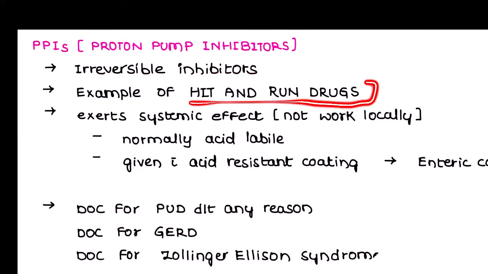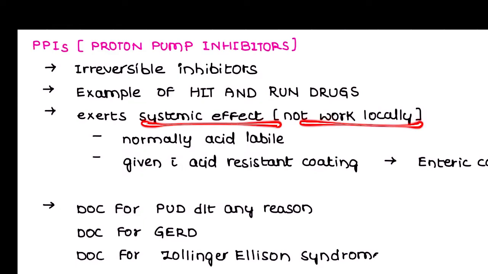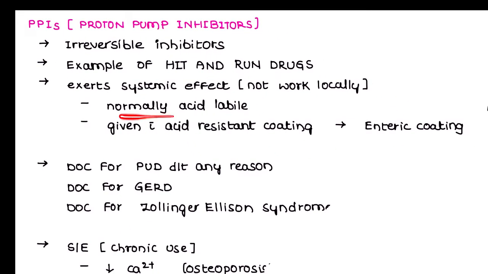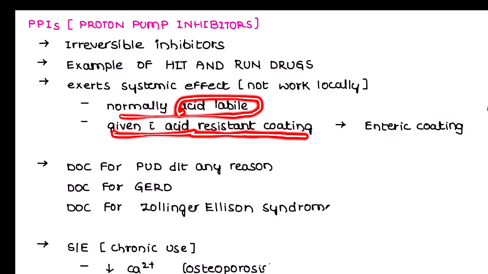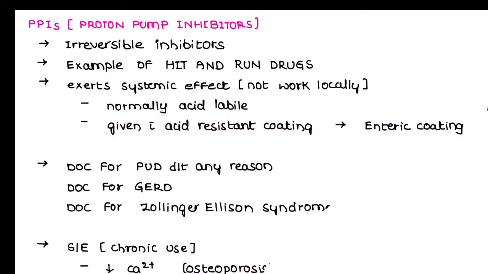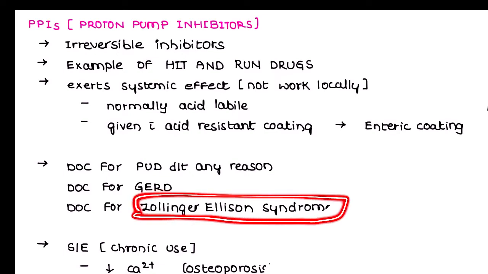Example of a hit and run drug: it will go, it will hit, it will get lost, but the effect will be seen. It exerts a systemic effect, it will not work locally. Normally it is acid labile, that means it will be destroyed by acid present in the stomach, so it is given with acid resistant coating, that is enteric coating. It is the drug of choice for peptic ulcer disease due to any reason, and also the drug of choice for gastroesophageal reflux disease and Zollinger-Ellison syndrome.